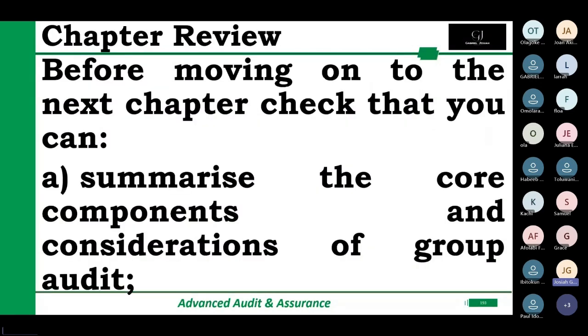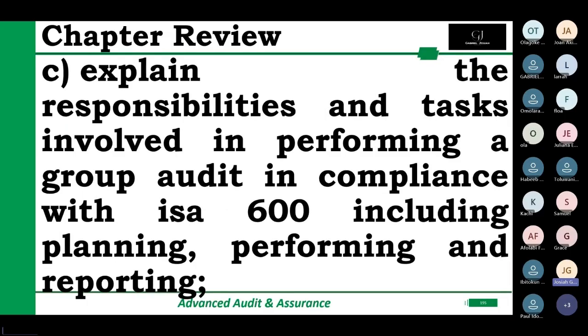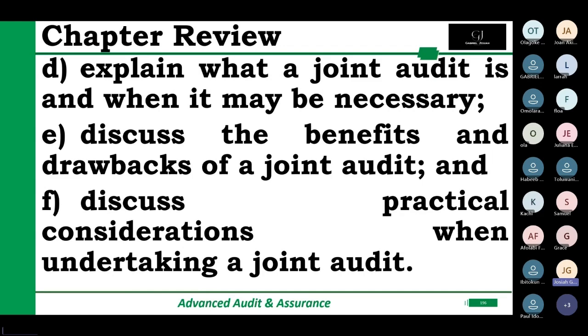So this is a big wrap up, and I'm glad we've landed on a soft note. So we should be able to summarize after this class the components and the considerations of group audits, describe how component auditors are used and the various communications that they will partake in. And by now we should be able to explain the responsibilities and tasks involved in performing a group audit in compliance with ISA 600, including planning, performing, and reporting on group financial statements audit.